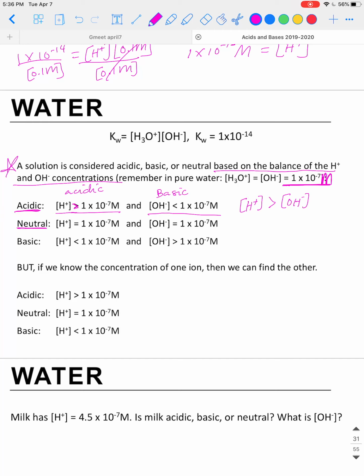Okay, for a neutral solution, the concentrations of H plus and OH minus are equal. They're both 1 times 10 to the minus 7. And for a solution to be considered basic, we're going to have less H plus. Its concentration will be less than 1 times 10 to the minus 7, and the concentration of OH minus will be greater than 1 times 10 to the minus 7. So in a basic solution, the concentration of H plus is less than the concentration of OH minus.